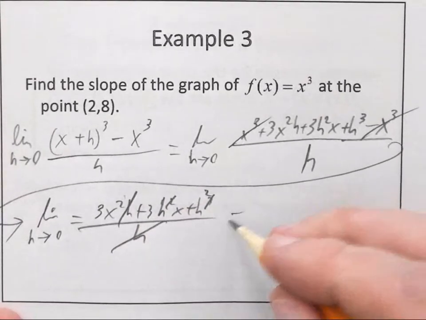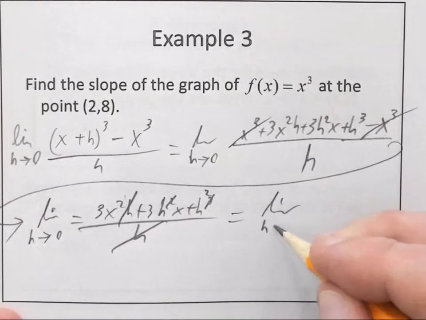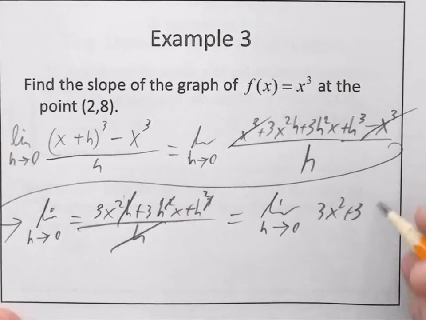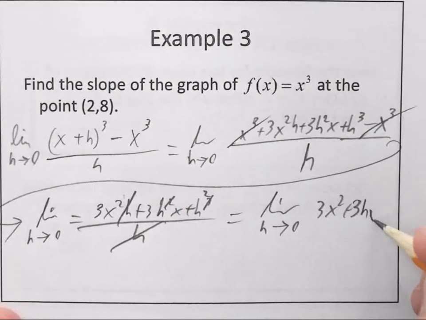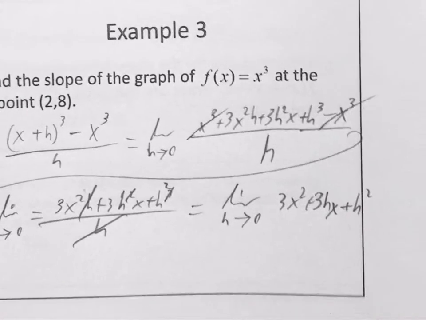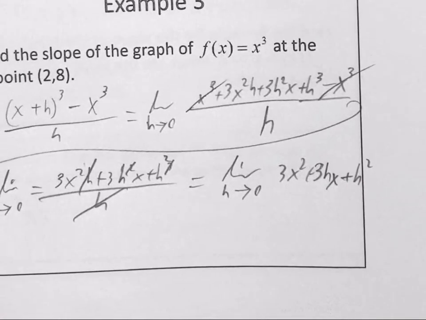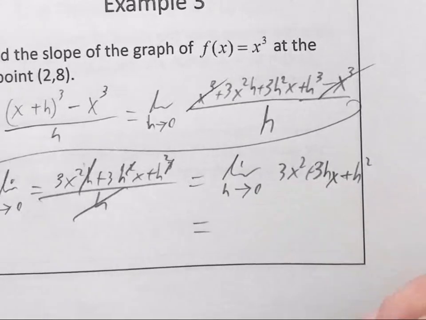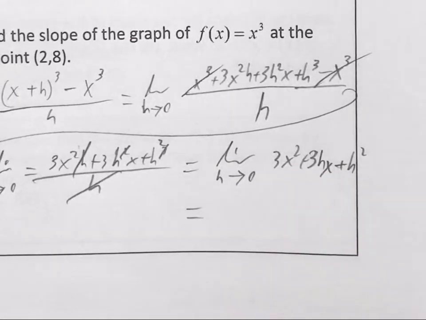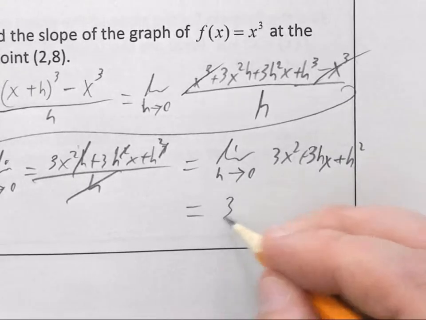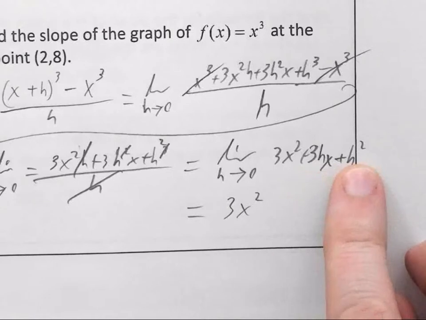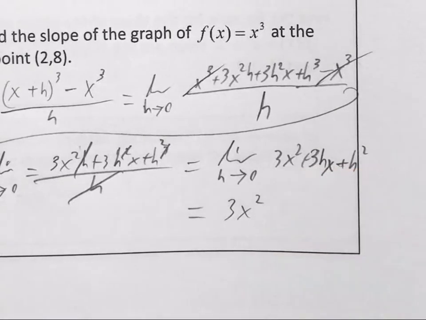and you're left with what? Well, 3hx, right? Plus h squared. Then what? Now you can plug in 0 without it being a problem. If I plug in the 0, what do I have left? 3x squared. 3hx will go away, h squared will go away. You're left with 3x squared.